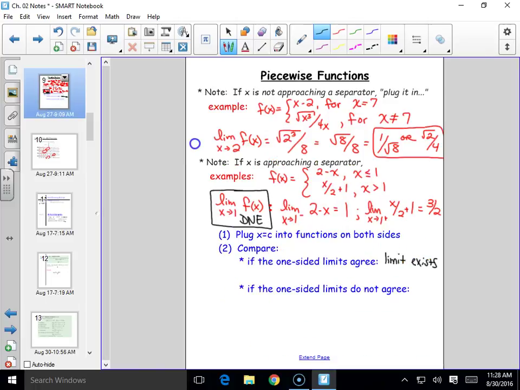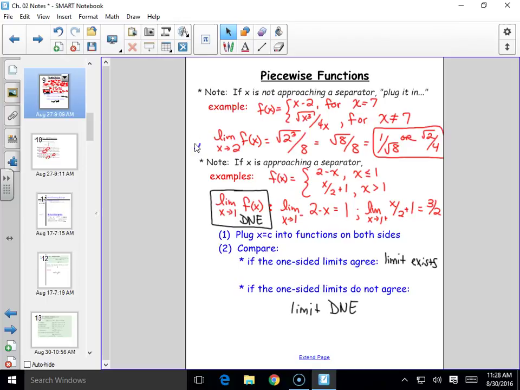And then, if the one-sided limits do not agree, the limit DNE. L-I-M D-N-E, or does not exist. Could you say L-I-M D-N-E?